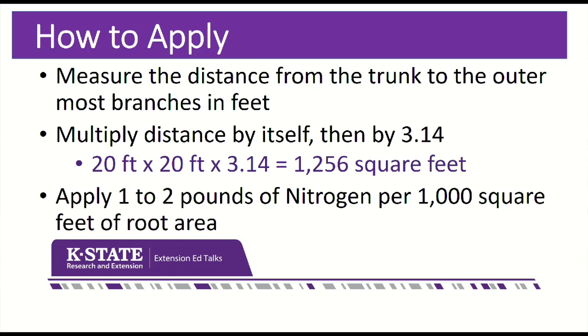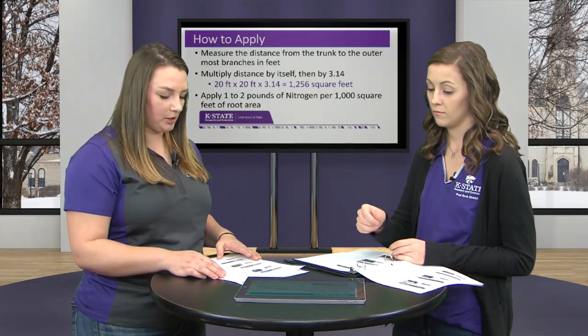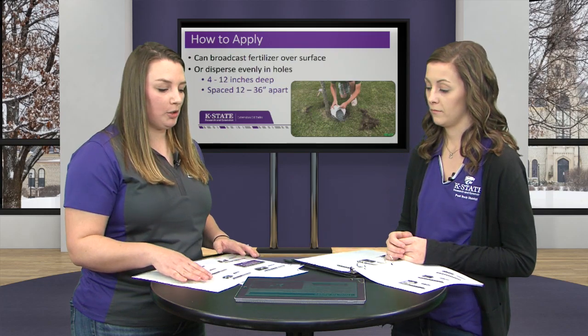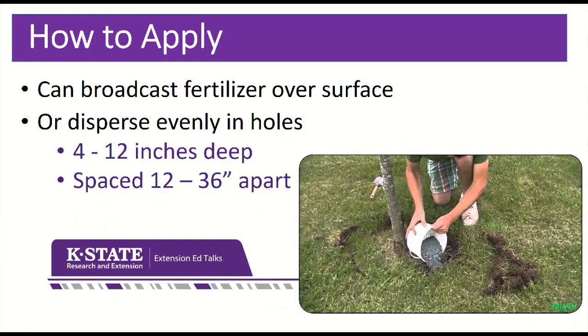And then you'll want to apply about 1 to 2 pounds of nitrogen per 1,000 square feet. So if you don't have that much area, you'll want to reduce the amount of fertilizer that you're applying. You can apply fertilizer in several different techniques. One would be with a broadcaster, just like you would use when you're fertilizing your turf grass.